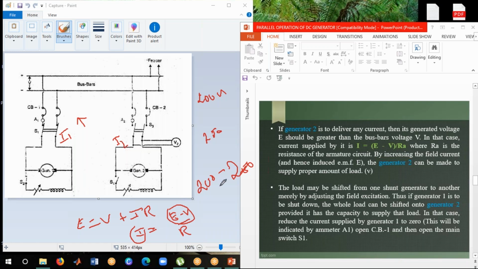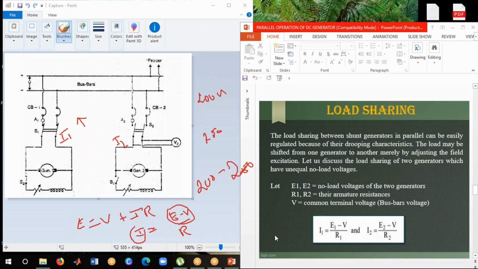Okay, now let me see the second one, when two series generators are connected in parallel. But before that, how we need to share. Now we connect two shunt generators in parallel. How do we share the load, how do we equalize it? For example, if the load is 200, it should be shared 100 each. So how is it possible? By using this relation. See here, the load sharing between shunt generators in parallel can be easily regulated because of the drooping characteristics. So in this way the sharing can be done easily.